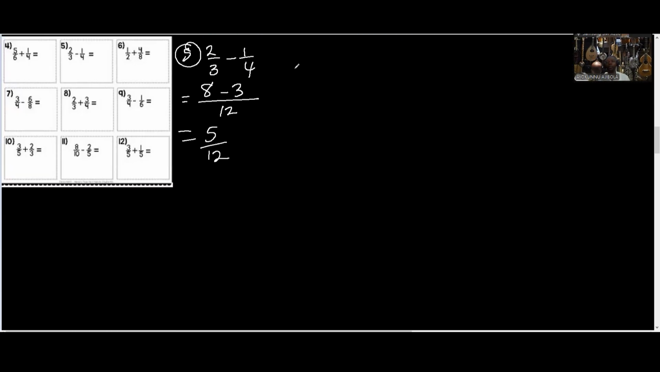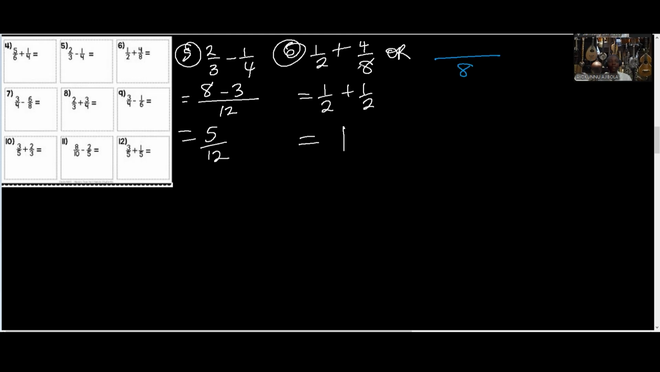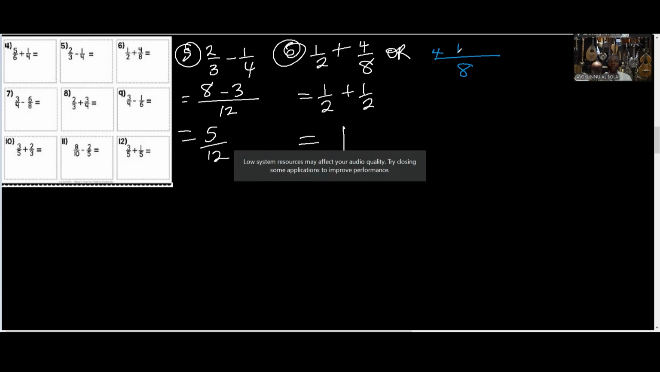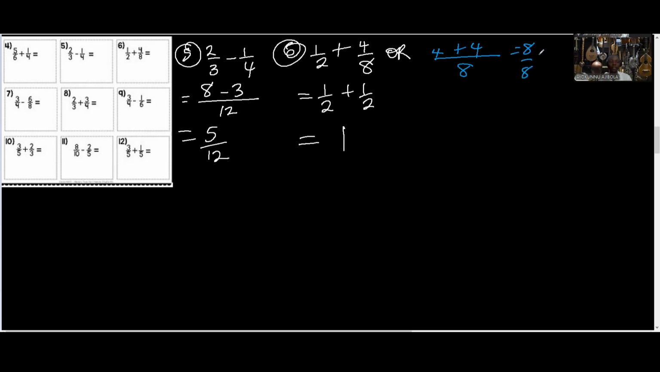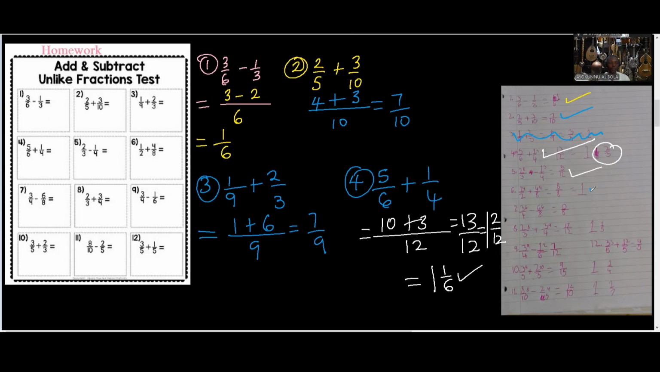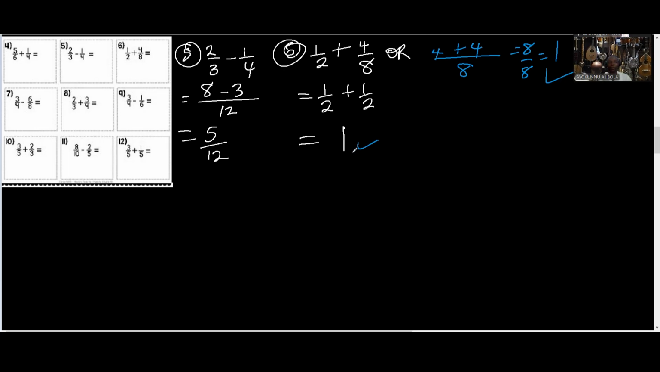Then the next one, number 6, we have 1 over 2 plus 1 over 2, okay? Though it's 4 over 8, 4 over 8 is the same as 1 over 2. Is that correct? So you can just say half plus half, and your answer is 1. Or you can say LCM is 8. 2 in 8, that is 4. 4 times 1, that's 4. 8 in 8, that is 1. 1 times 4, that's 4. Then you have 4 plus 4, that's 8 over 8, which is also 1. So either you get 1 this way, or you get 1 this way. You can see it's correct, right?